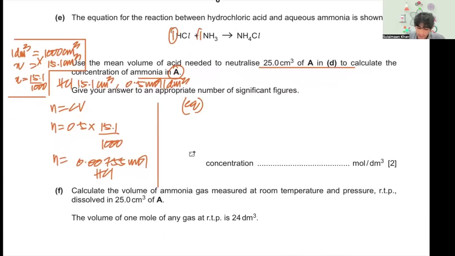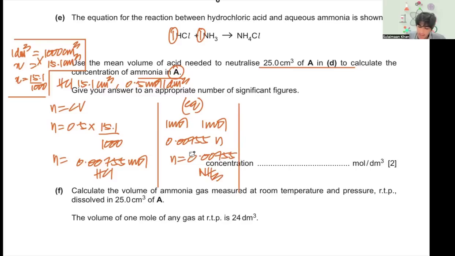1 mole of hydrochloric acid reacts with 1 mole of ammonia. So if 1 mole reacts with 1 mole, 0.00755 would react with the same amount, 0.00755. These are the moles of aqueous ammonia. And once I have the moles of aqueous ammonia, I also have the volume. So n is equal to CV. I have the moles, which is 0.00755, divided by the volume.